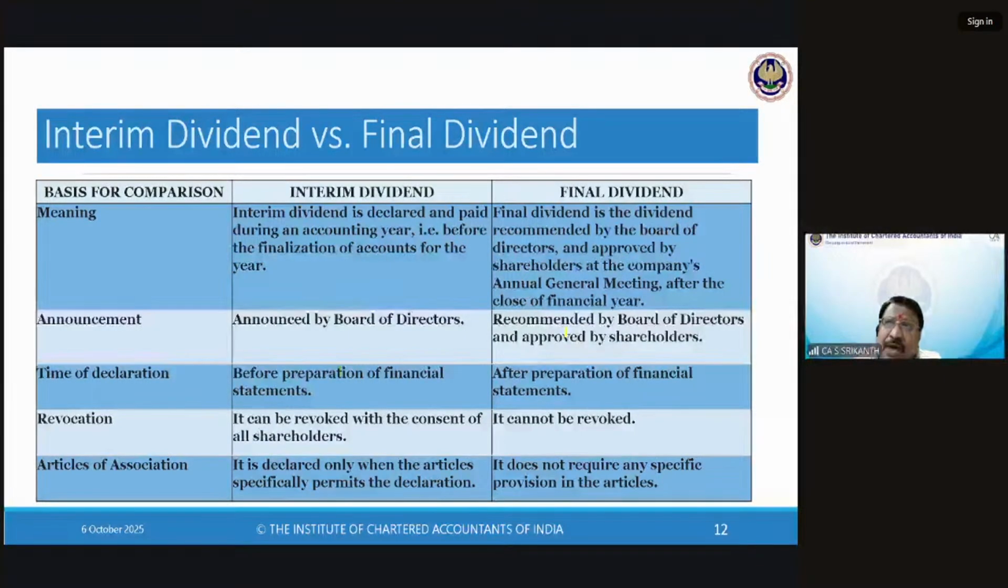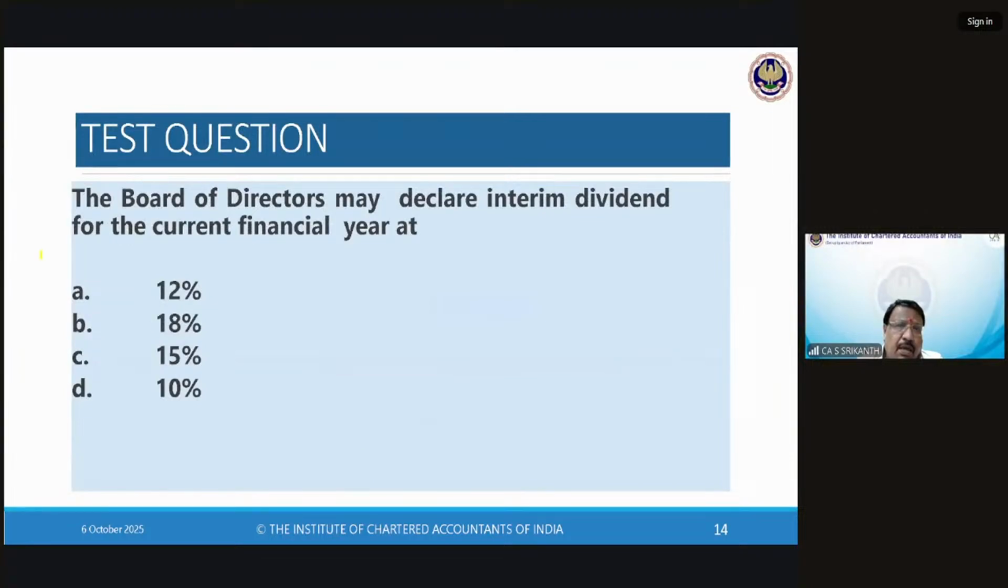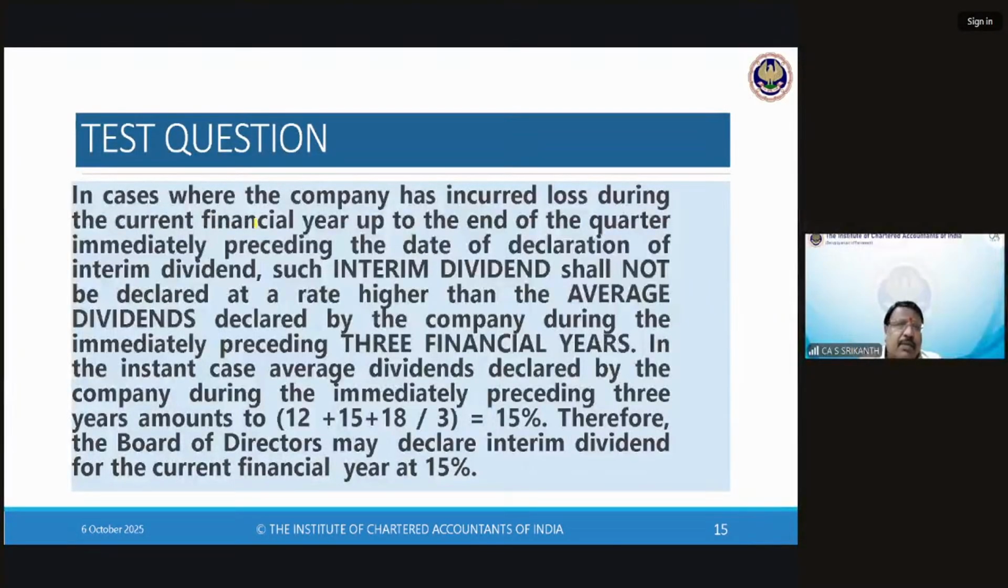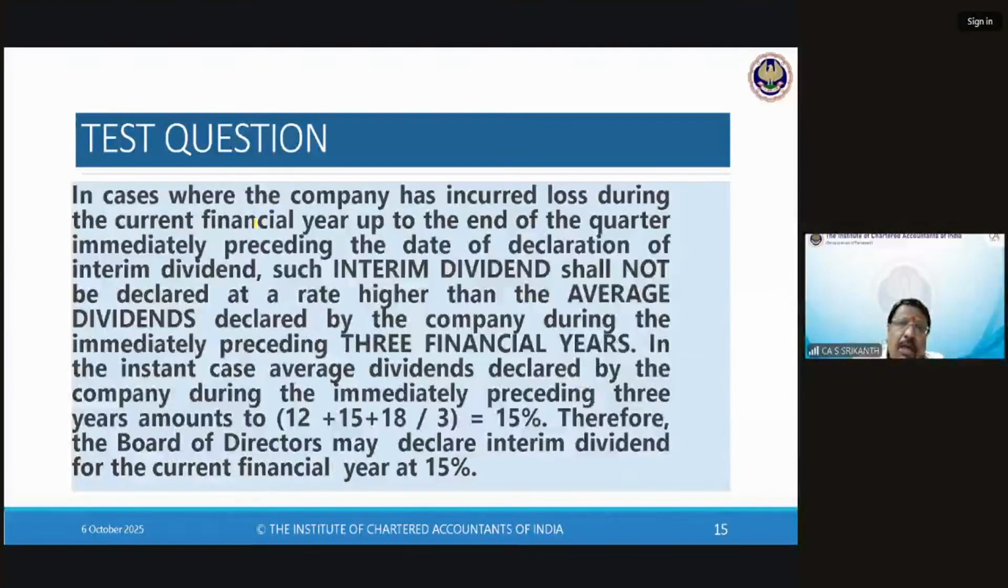If you remember from your management and administration topic, declaration of a dividend at the AGM is an ordinary business. One of the 4 ordinary businesses at an AGM is declaration of a dividend. So it doesn't need any provision in the articles. This is the multiple choice type. So the answer is correct. You all gave 15%. That's the correct answer. So this is the answer to that question.